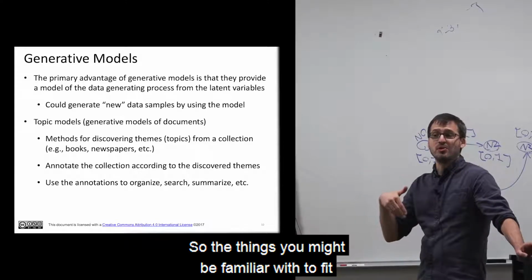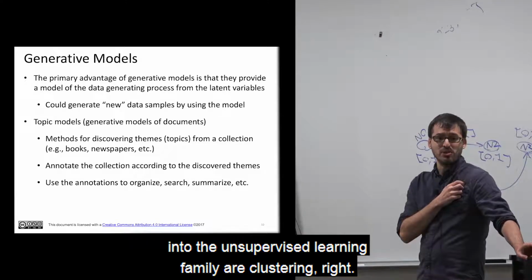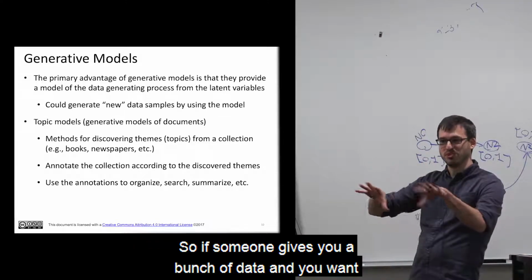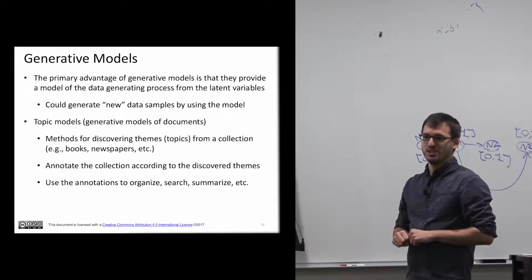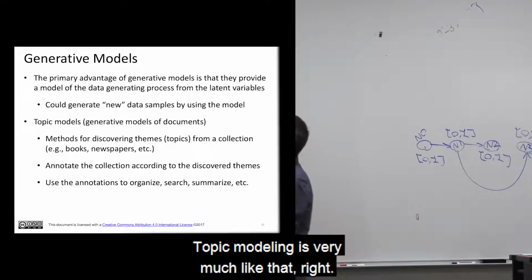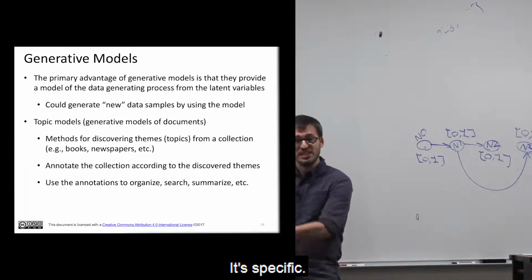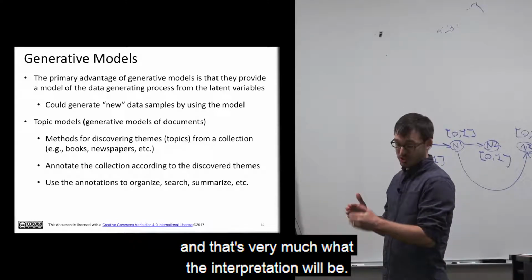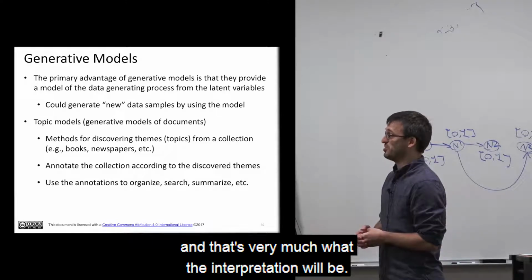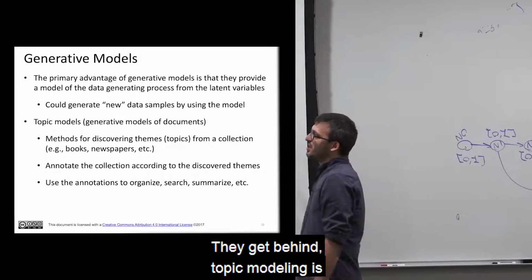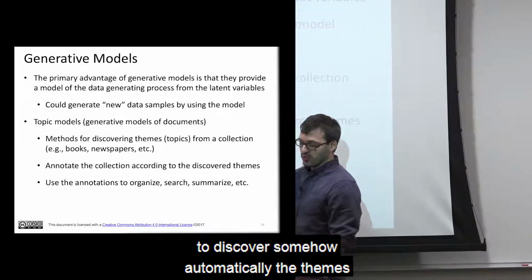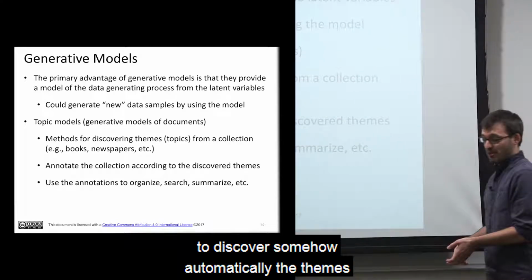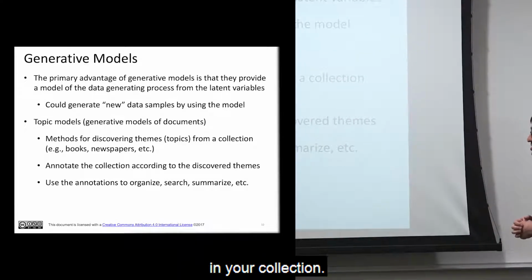So things you might be familiar with that fit into the unsupervised learning family are clustering. Right? So if someone gives you a bunch of data and you want to cluster it into different groups, that's an unsupervised learning problem. Topic modeling is very much like that. You could view it as a specific type of clustering. And that's very much what the interpretation will be. The idea behind topic modeling is to discover somehow automatically the themes in your collection.